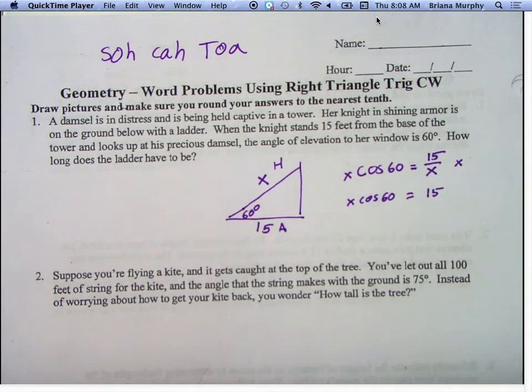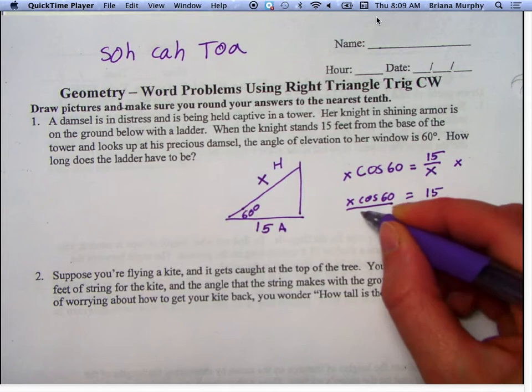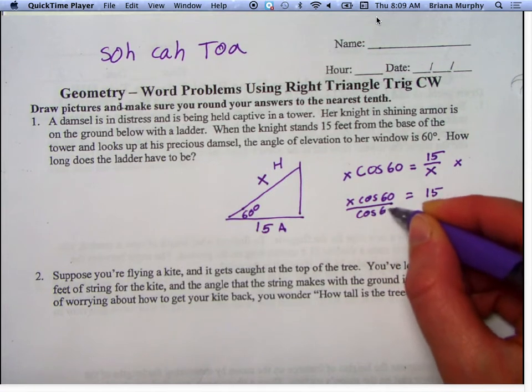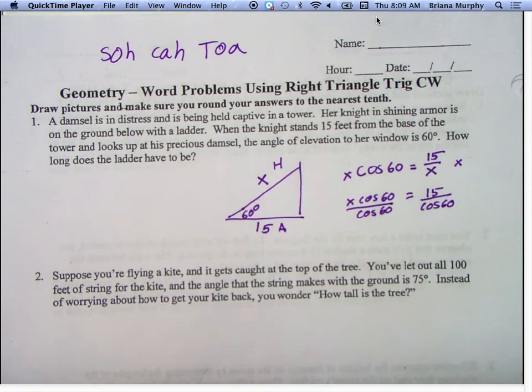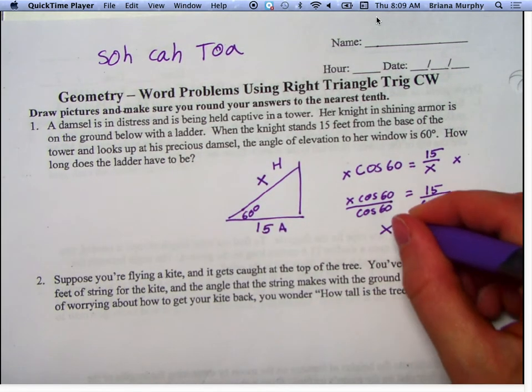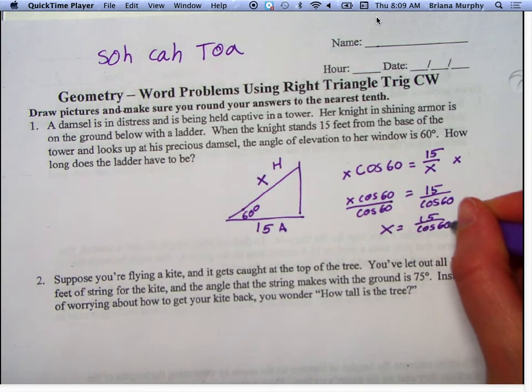Now what do I do? Divide by cosine 60. Yeah. Because they're being multiplied together, I want x by itself, so I divide by cosine 60. I know cosine 60 looks funny, but you can just think of it as one number, because it really is. So we're going to put 15 divided by cosine 60 into our calculator.